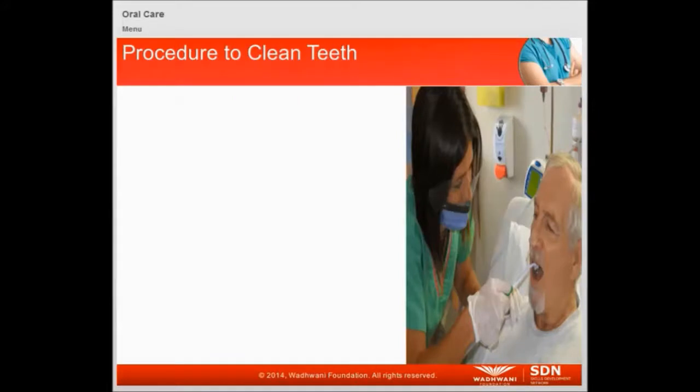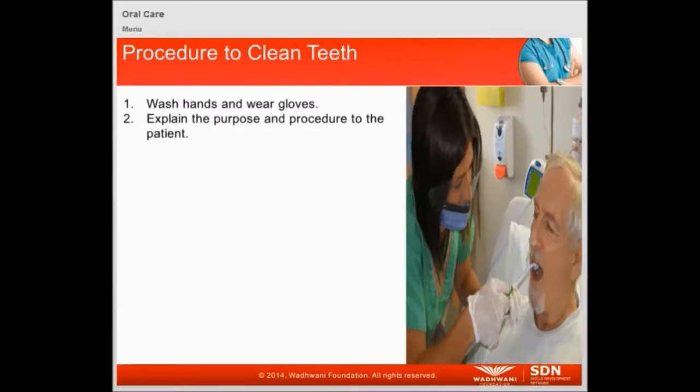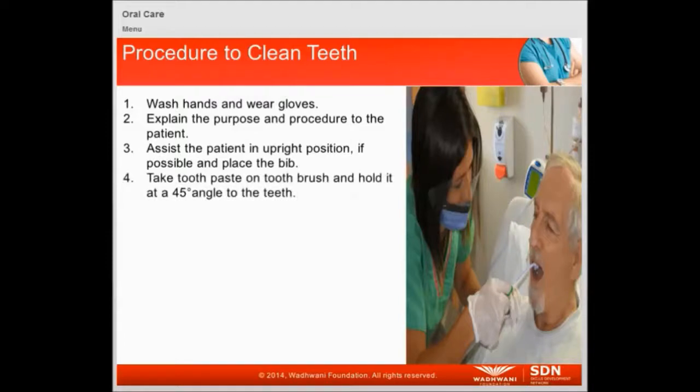Now let's learn the procedure to clean the teeth of a patient. 1. Wash hands and wear gloves. 2. Explain the purpose and procedure to the patient. 3. Assist the patient into an upright position, if possible, and place the bib. 4. Put toothpaste on the toothbrush and hold it at a 45-degree angle to the teeth.